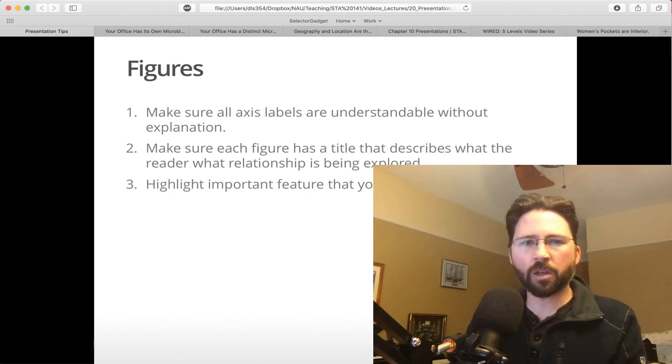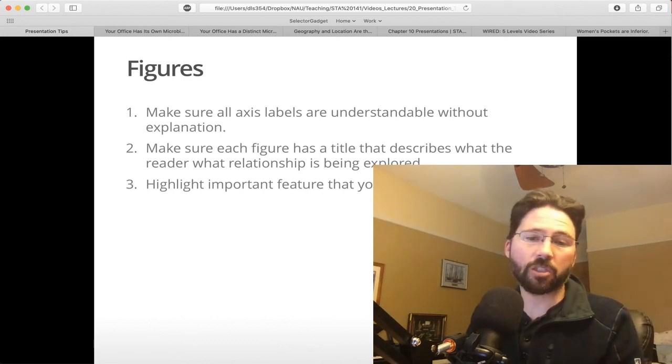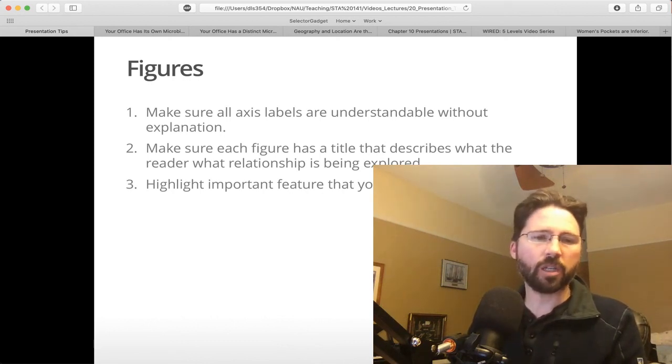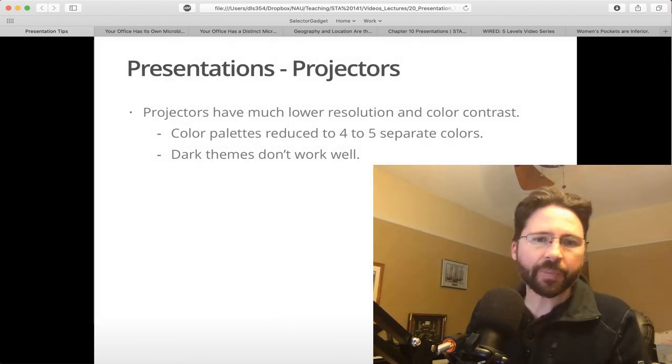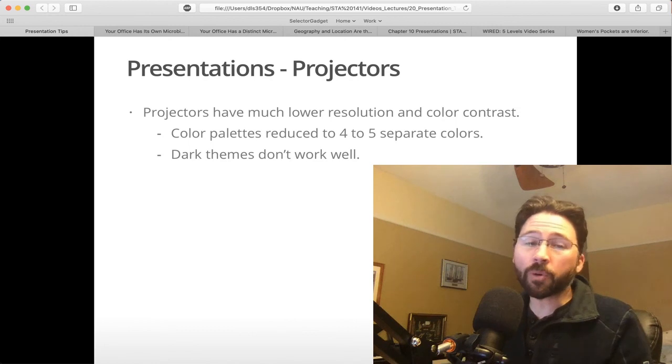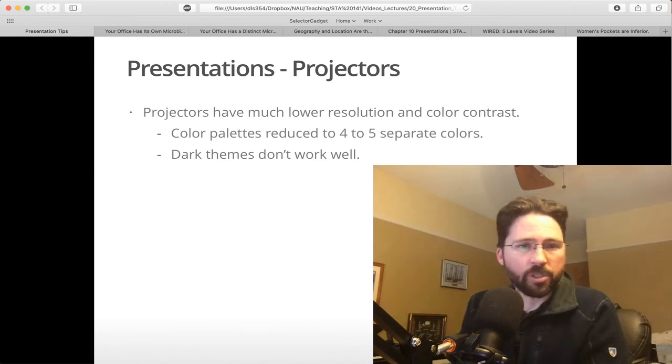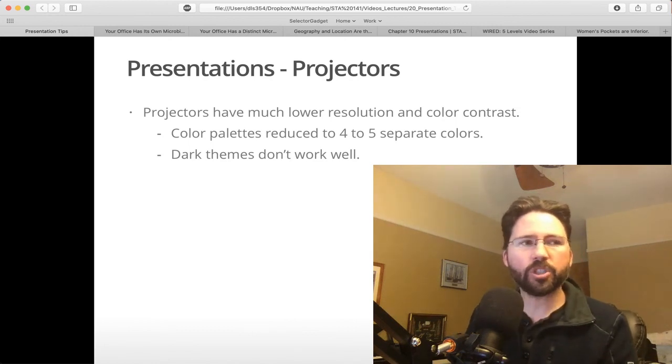All right. When you're doing presentations in person, projectors are horrible in general. They have a lot lower resolution. They have a lot lower color contrast than your computer screen, and what looks great on your screen will not look good on a projector.